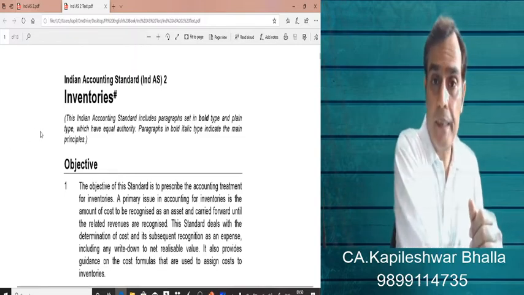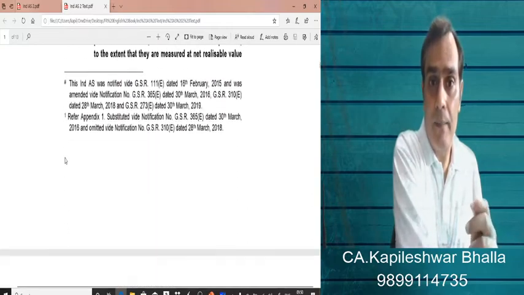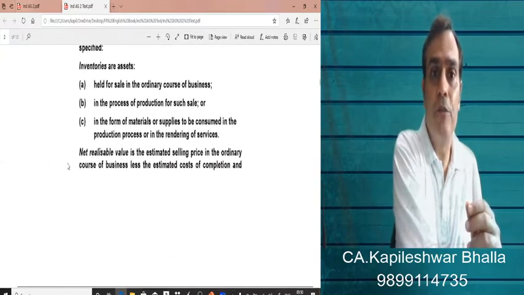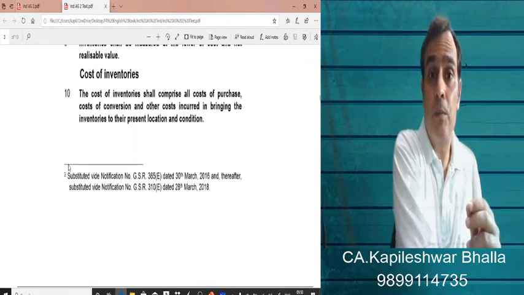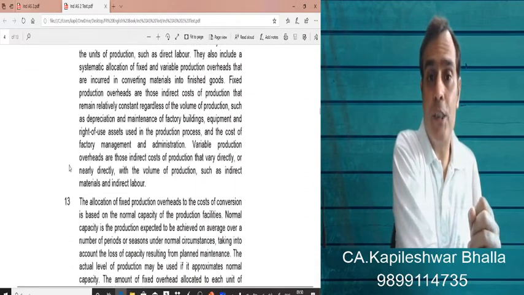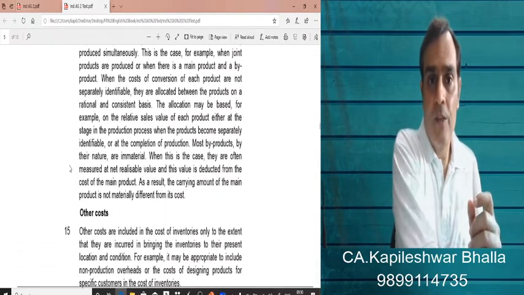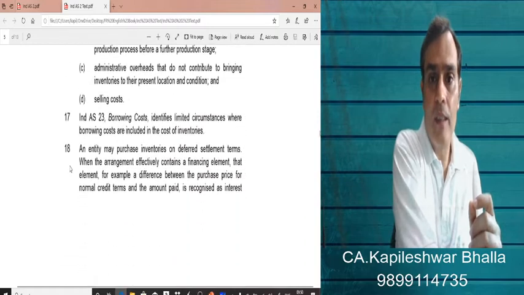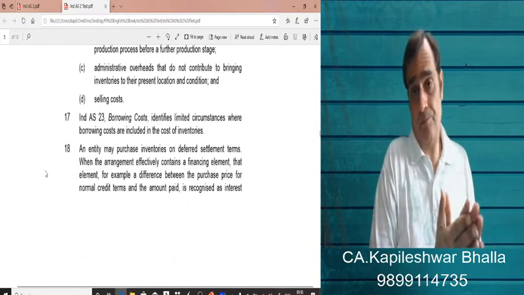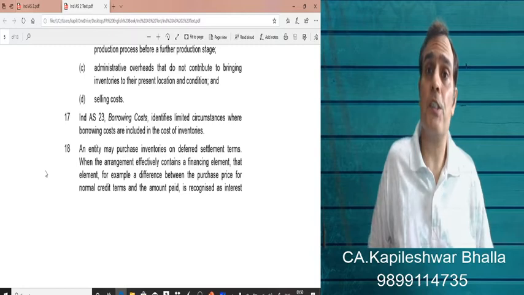So let's begin the journey. As is our habit, we're going to first read a few things related to these special issues in the text of the accounting standard. Let's begin first of all with para number 18. The first issue I'm dealing with is para number 18.